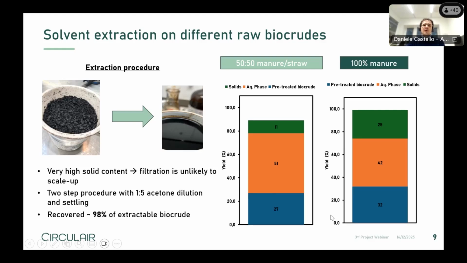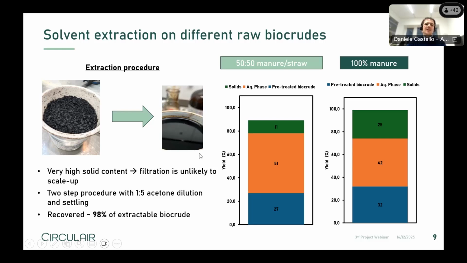And we saw that from the raw product from HTL, we were able to collect around 30% to 40% of biocrude that could be extracted from the solid matrix. So this resulted in a visible change, in the sense that from basically a mixture of solids, we ended up obtaining something that is more like a liquid, viscous product.